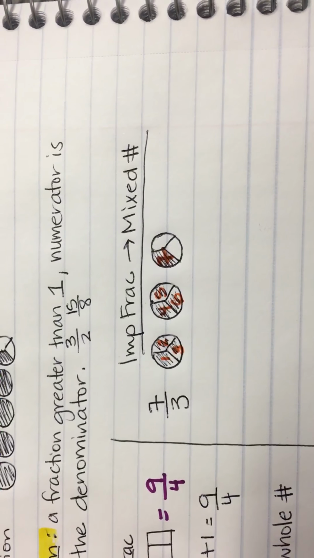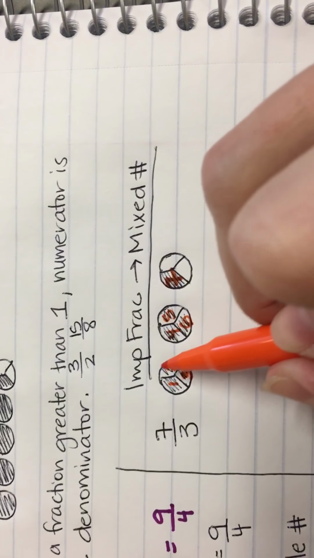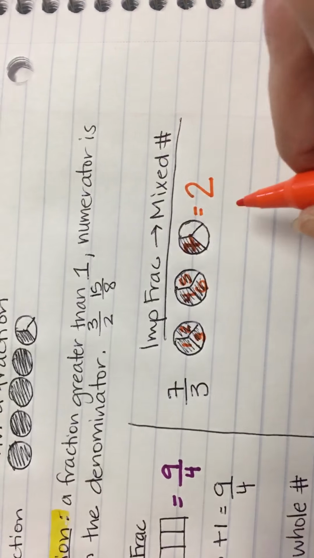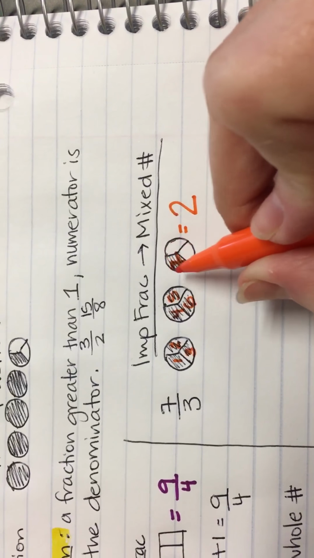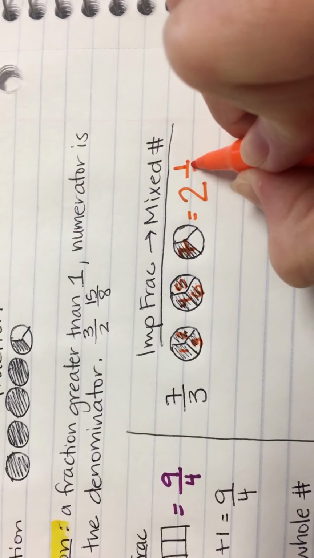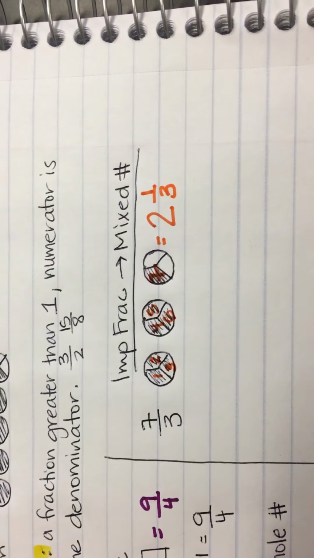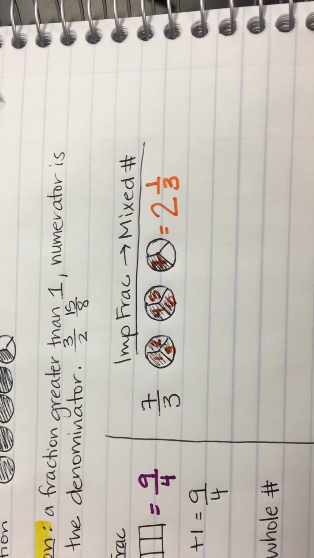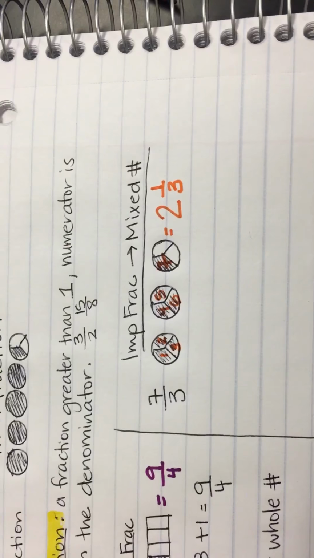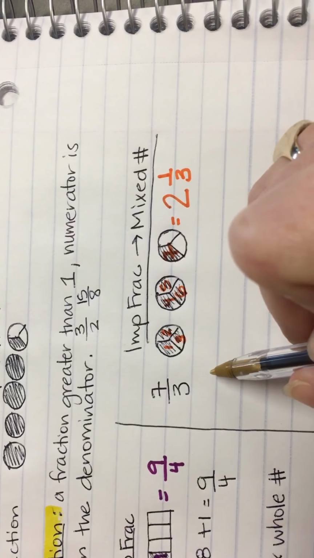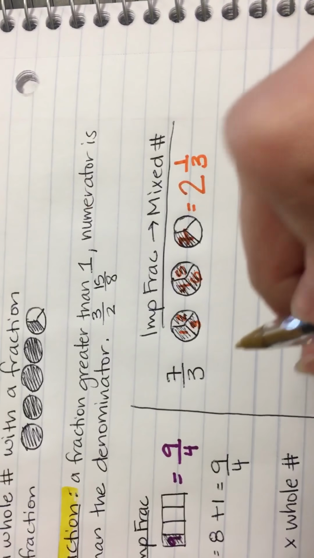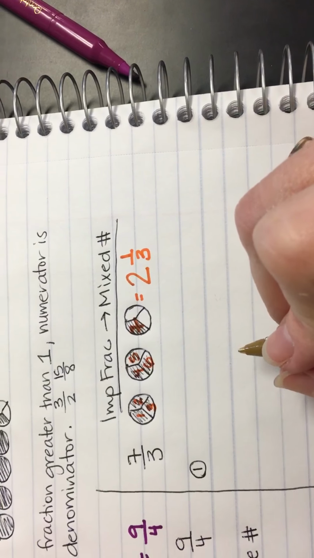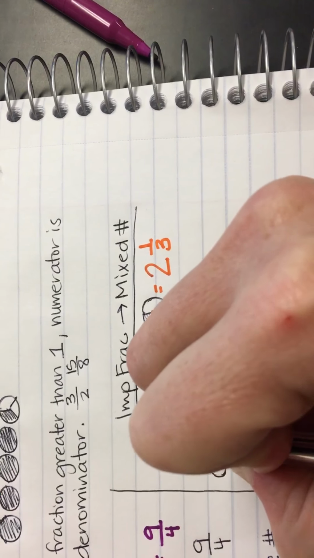So if I have 7/3, that's what this is. But if I want to picture this as a mixed number, I have two wholes. So that's the same thing as two wholes. And then I have 1 out of 3. So 2 1/3 is my mixed number that matches my improper fraction. So if I want to do this without having to model it, there are some rules that I can follow, and the rule basically looks like this.